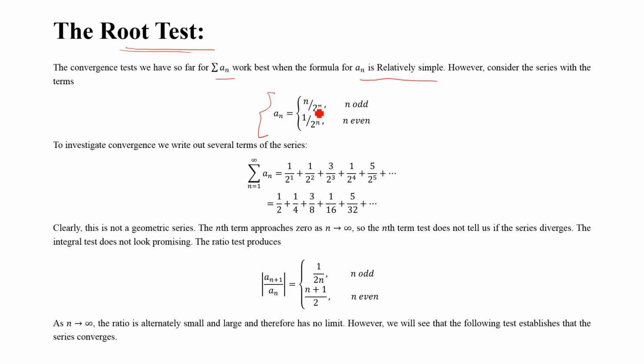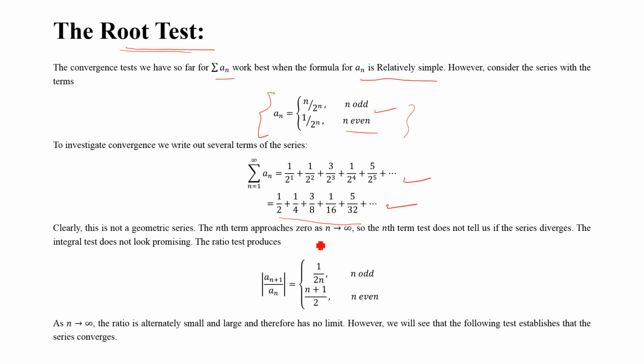That is, a(n) is n over 2 raised to the power n when n is odd, and 1 over 2 to the power n when n is even. So, to investigate the convergence, we write out several terms of the series, and this is the term-wise representation of the series. There is actually no general pattern in the series. We just have this pattern. So clearly this is not a geometric series, of course.